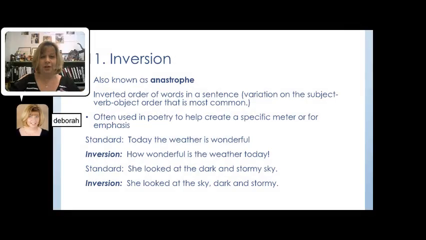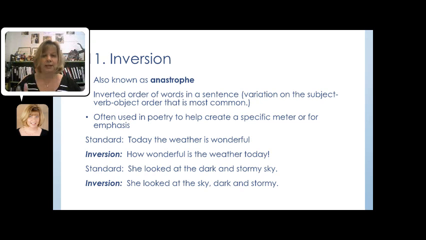Inversion, which is also sometimes called anastrophe, is similar to what we were talking about a little bit earlier. But in this case, the words are inverted in an order that you wouldn't normally see them in. It's not a repetition of the actual phrase, but just messing around with the way that you say things. An average sentence is usually subject, verb, object, a standard arrangement of the language in English. But if you're using inversion, you mess it up a little bit. This helps create a specific meter, and it can be used for emphasis.